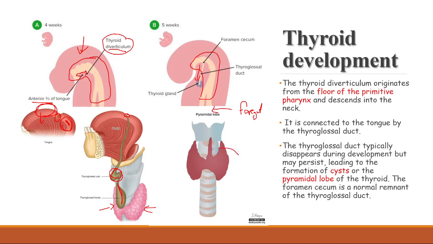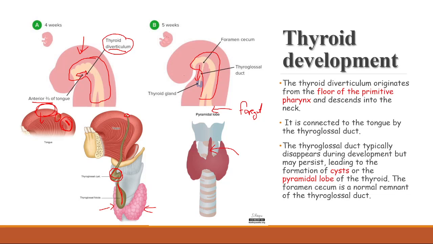And at this time is going to be the pyramidal lobe. So it's going to be another lobe of the thyroid gland that you could actually palpate on the patient, okay? And this is pretty much the thyroid development with a little bit more information. I'll talk about it in a minute.